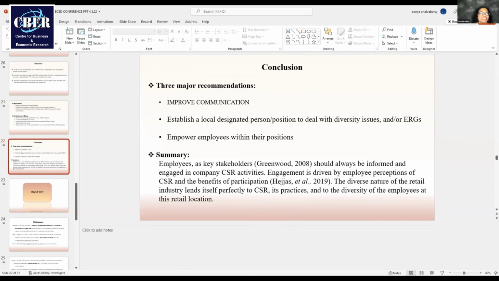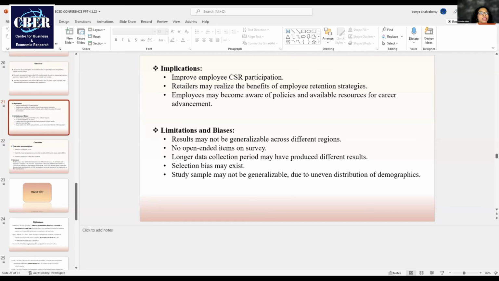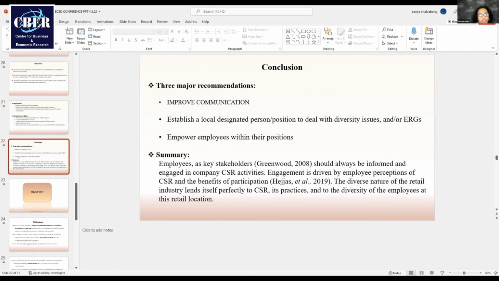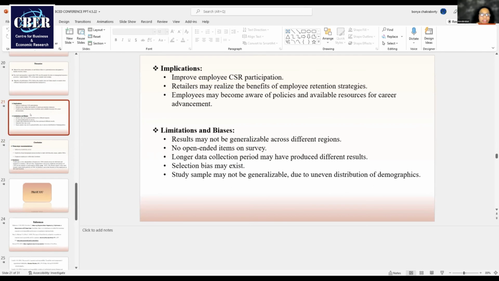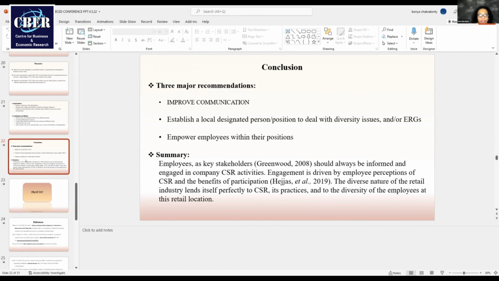Limitations and biases were, one major one was the length of time. A longer amount of time would probably have yielded different results, especially as probably more management would have responded to the survey. And there were no open-ended questions on the survey. That was another thing. Next one, you can go on to the next.